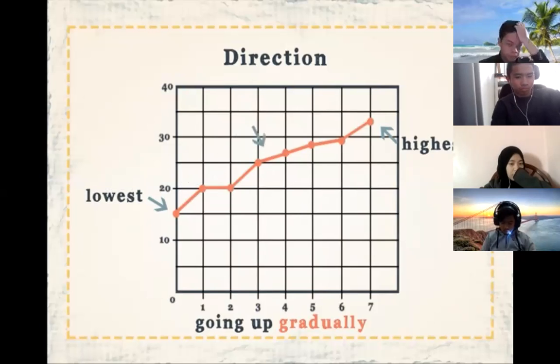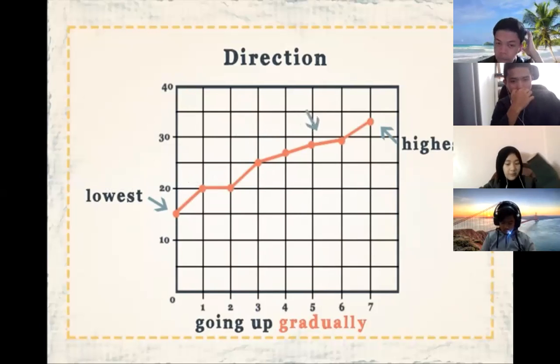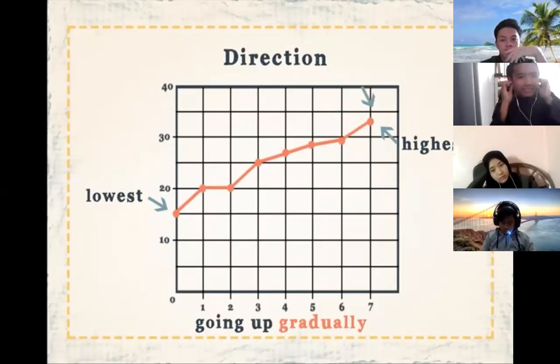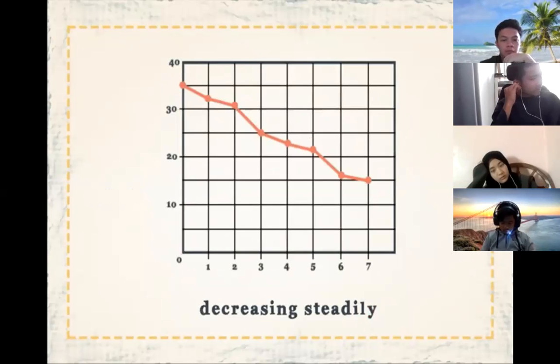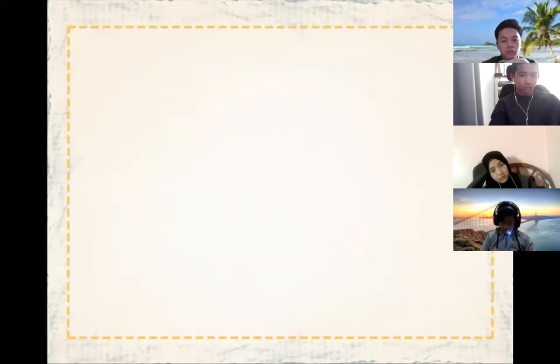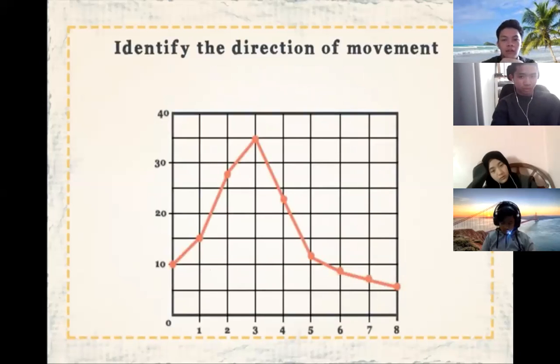Can you see why it's called gradually? Like steadily increasing. Yeah, correct. This graph shows the coordinates decreasing steadily. So it's just the opposite. That one goes this way, that one goes on the other side. So it's decreasing steadily. Look at the words that they use. Focus on the words when you're presenting it. Identify the direction of movement in this graph.